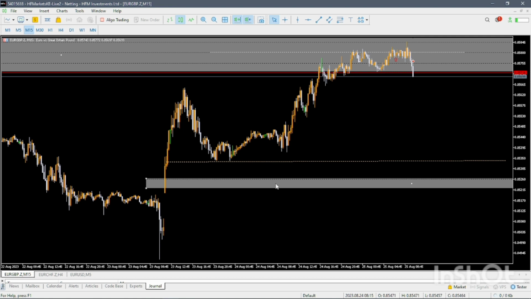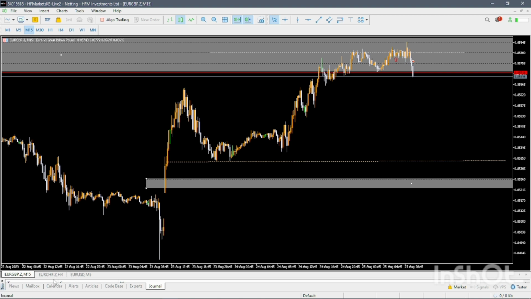this imbalance, we have this sell side liquidity and imbalance, and then we have this gap. So it's likely the market will want to reach this area, because we have sell side liquidity, we have imbalance, and we have this gap.